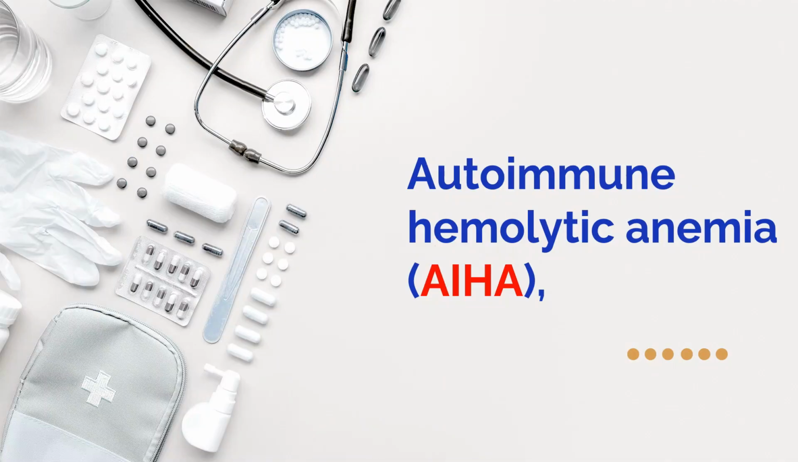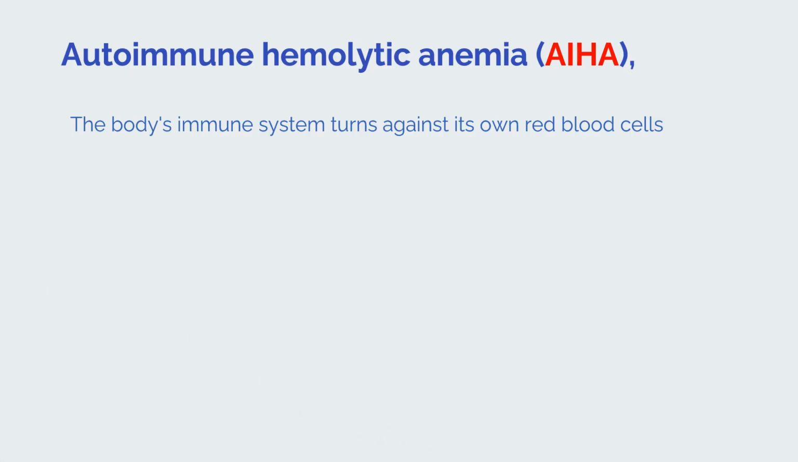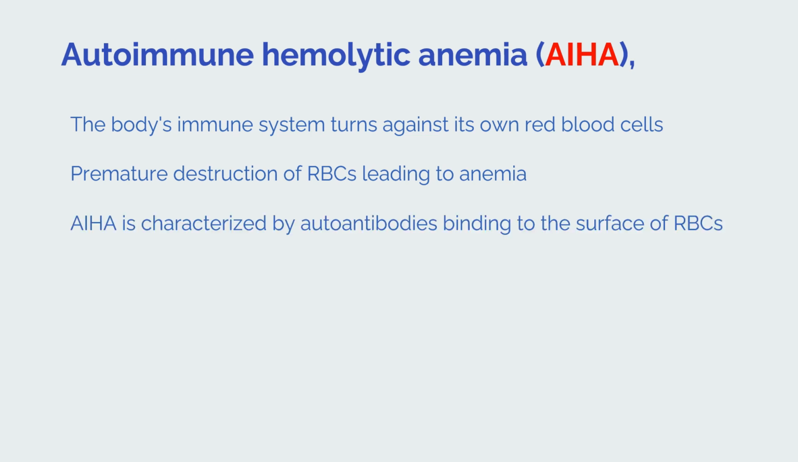patients. In the first category of extrinsic defects leading to increased erythrocyte destruction by immune causes is autoimmune hemolytic anemia, AIHA, where the body's immune system turns against its own red blood cells, leading to their premature destruction and resulting in anemia. Let's uncover the intricacies of this rare disorder. AIHA is characterized by the presence of autoantibodies that bind to the surface of red blood cells, RBCs, either with or without activating complement.